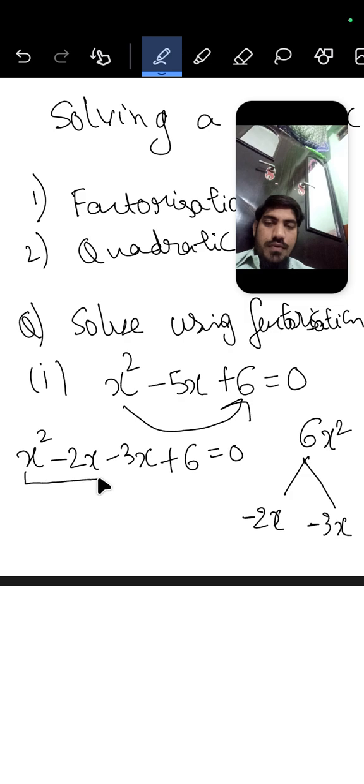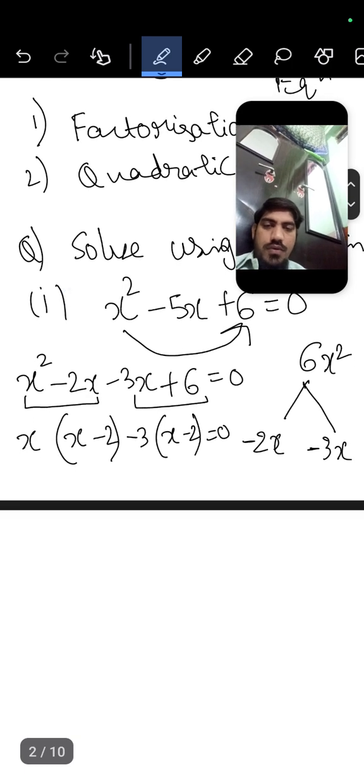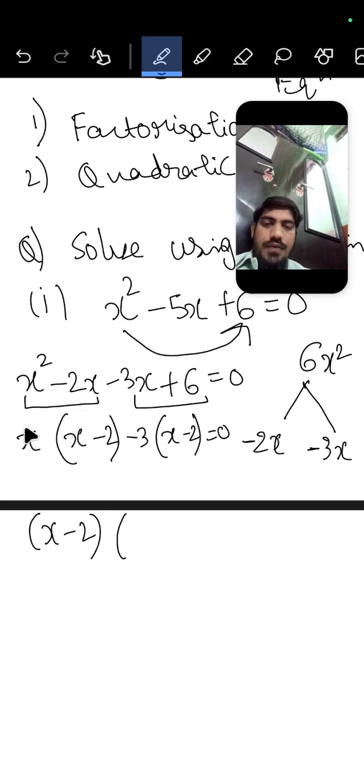So start grouping the terms. The first two terms are grouped like this, and the other two terms are grouped like this. In the first two terms there is an x common, which will give us x minus 2, and in the last two terms there is minus 3 common, which will give us x minus 2 again. So again this bracket x minus 2 is common. So here we are left with x minus 3 equals 0.